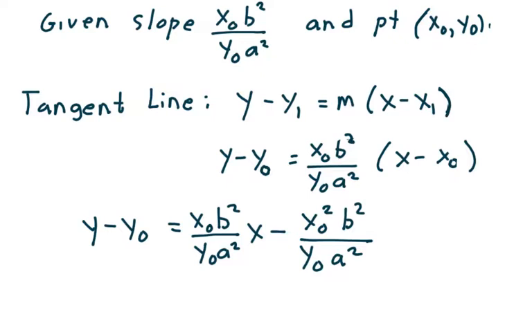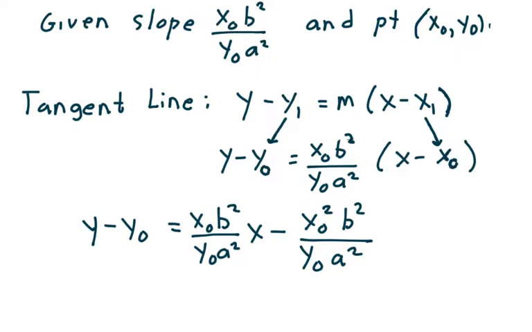So we're going to replace m with x naught b squared over y naught a squared. We're going to replace x sub 1 with x sub 0, that's the specific point on the line that we're dealing with. And we're going to replace y sub 1 with y sub 0. So y minus y sub 0 is the same as x naught b squared over y naught a squared times x minus x sub 0.